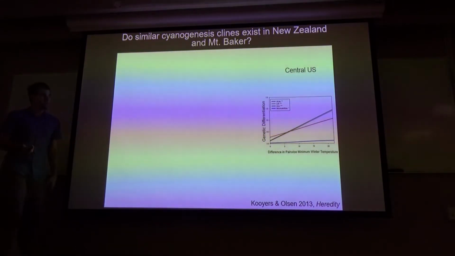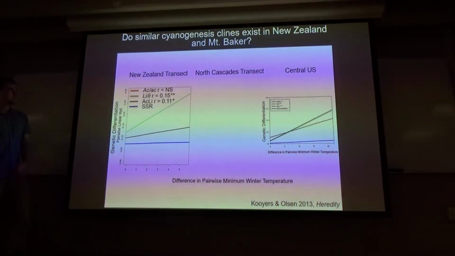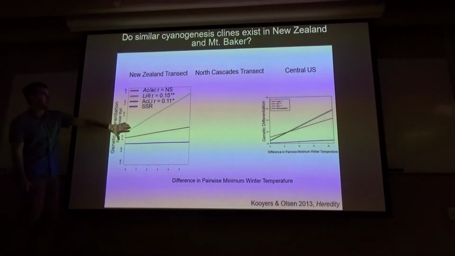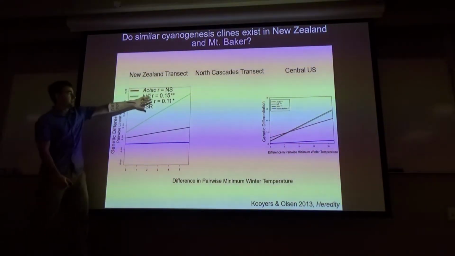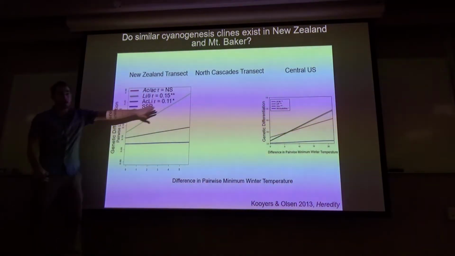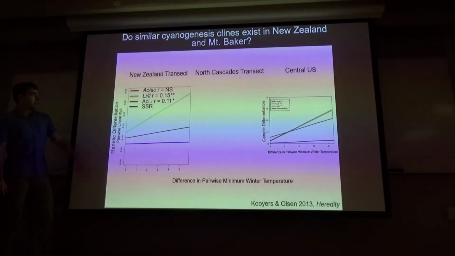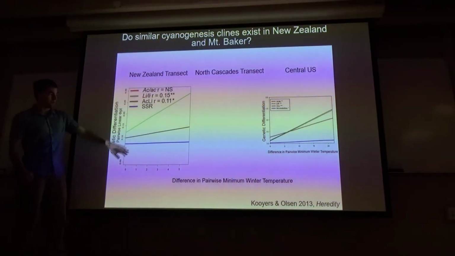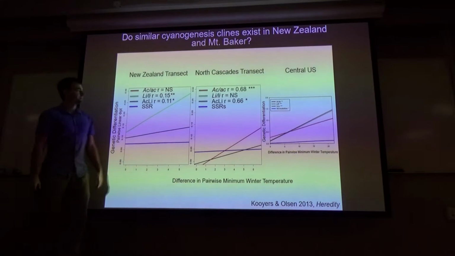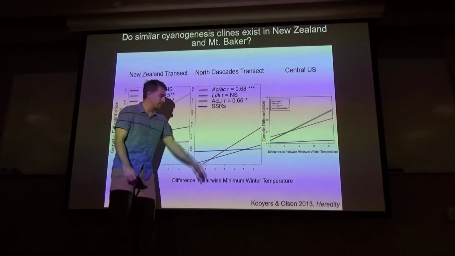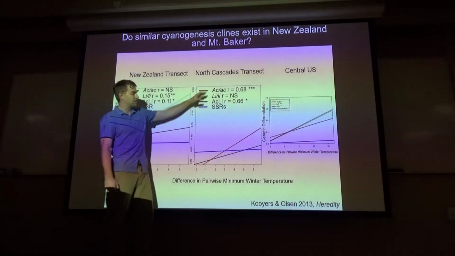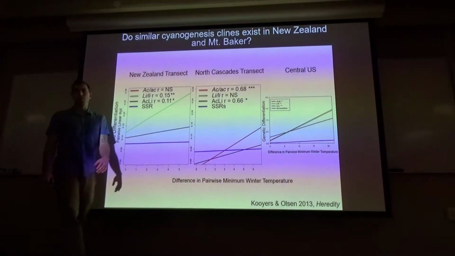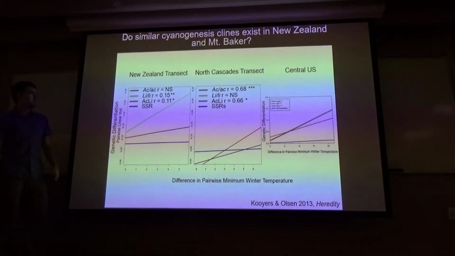So what do you see in New Zealand and in the North Cascades? Well, we see different patterns in each of these transects. In New Zealand, there's a significant decline in the ability to produce linamarase, so that big Li allele. We also see a decline in cyanogenesis here, although weaker, still greater than the neutral marker background. In the North Cascades transect, there's a decline in cyanogenic glucosides and a decline in cyanogenesis, but no decline necessarily in linamarase like we saw in New Zealand.